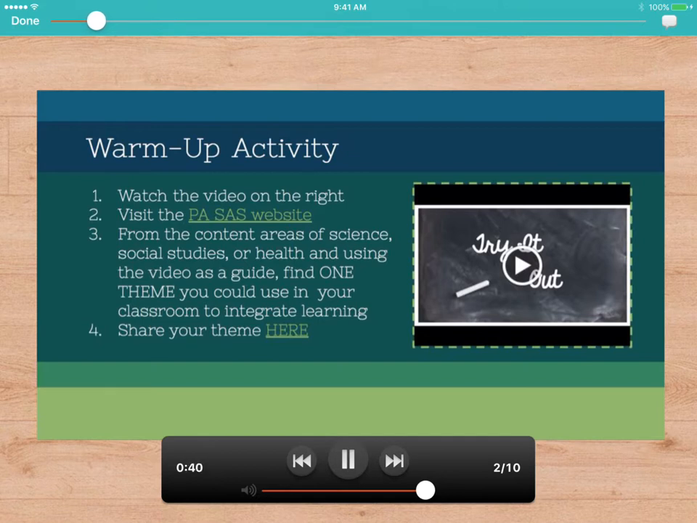Then you were to find a theme to integrate this standard into and share your theme. All of you did that on Padlet, but some of you did not integrate reading and writing into the content areas, and I want to make sure that everyone is clear on how to do that.